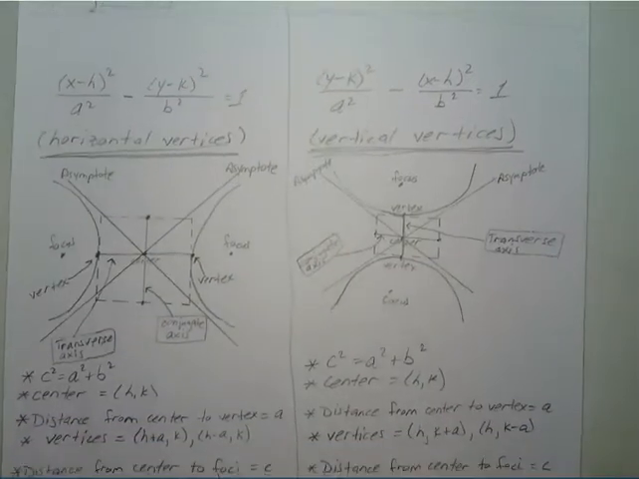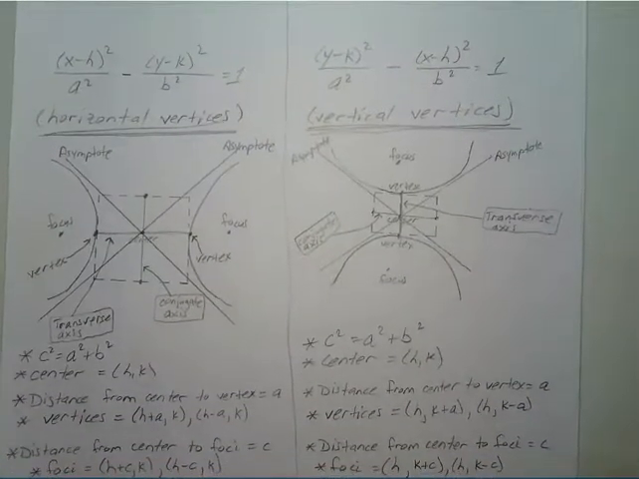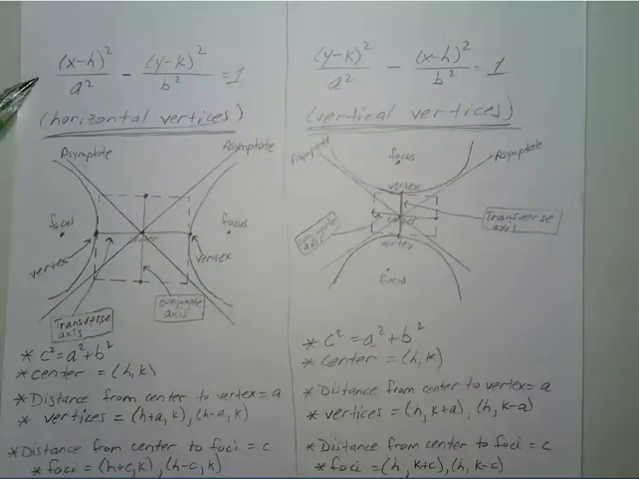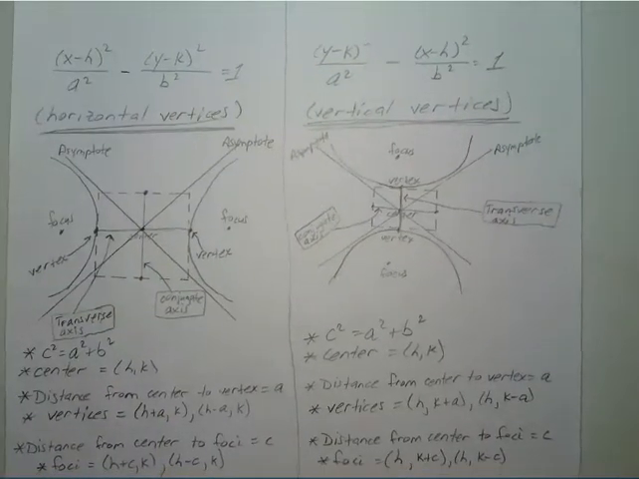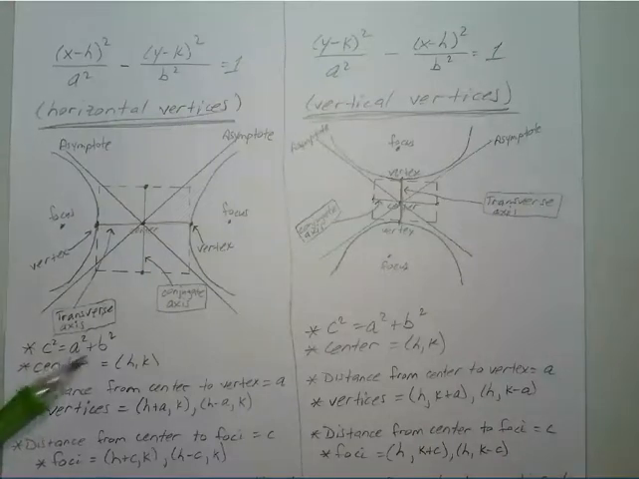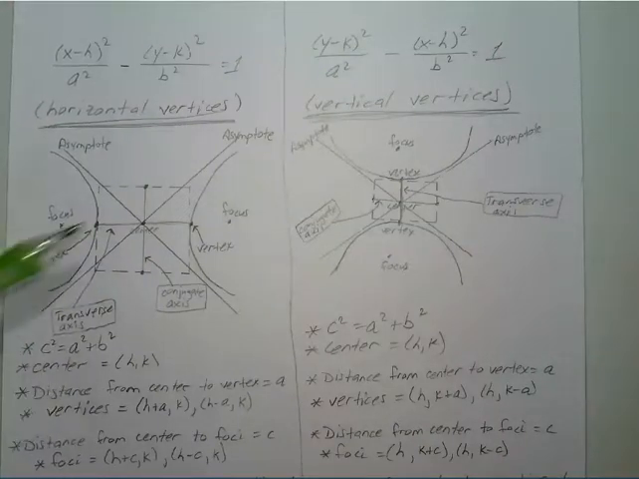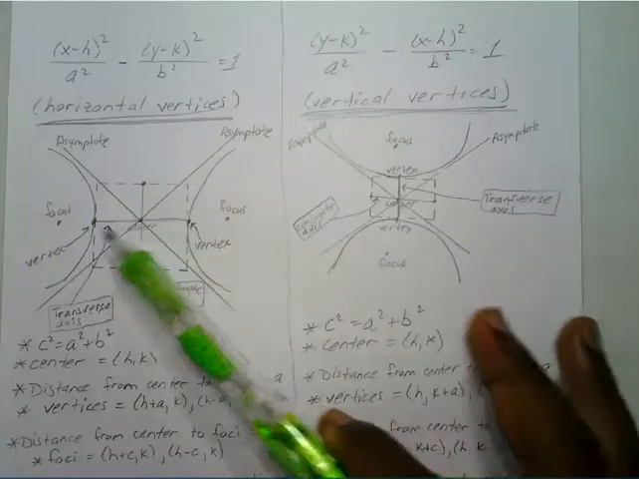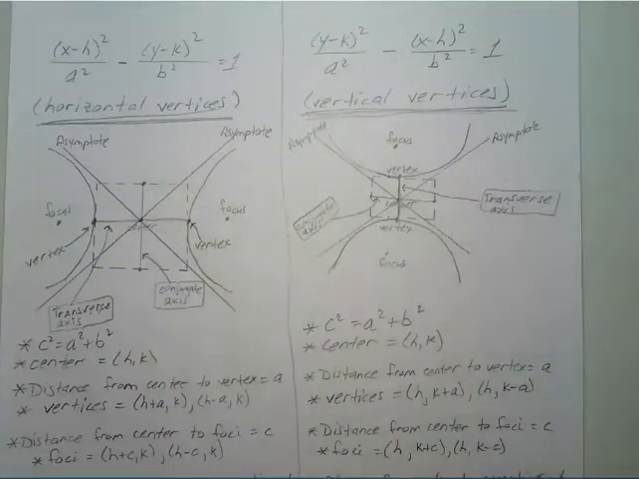Okay, so in general, if you have your horizontal vertices, remember they're going from left to right, this is your general formula. So we have a squared plus b squared equals c squared. Your center is at (h, k). The distance from your center to the vertex is a. So from the center to each vertex, each has a length of a.